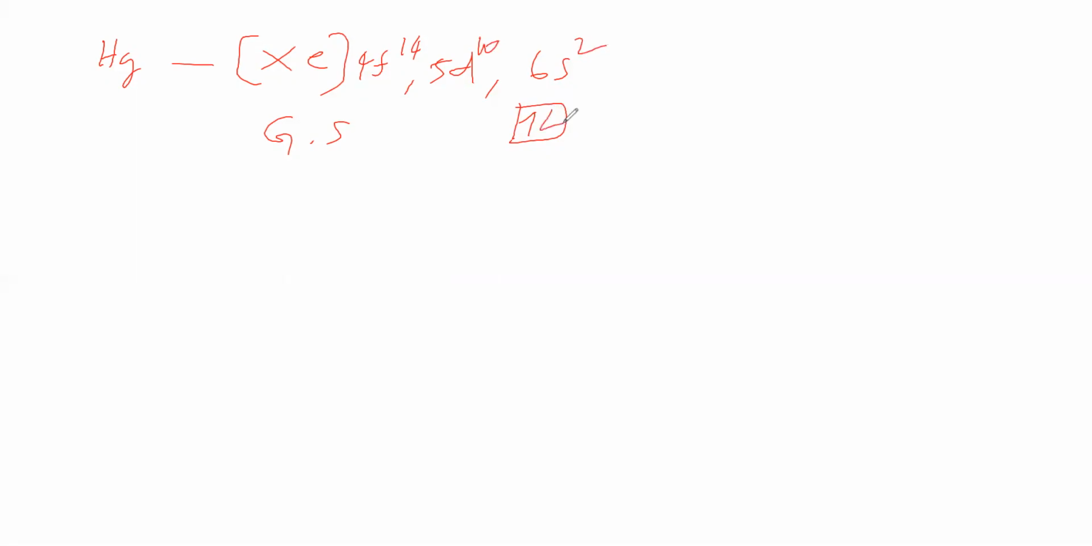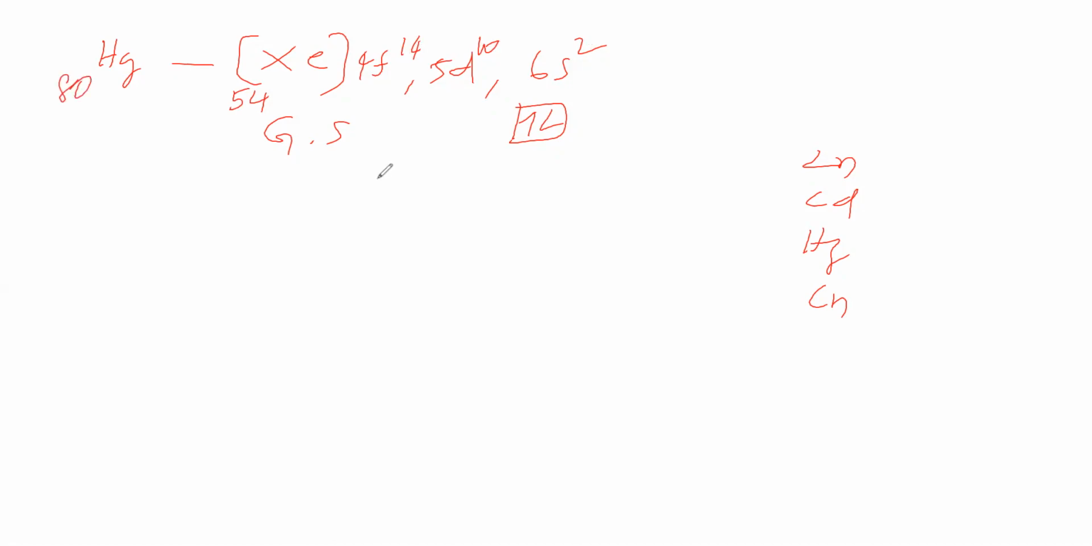It comes under which group? Zinc, cadmium, mercury, copernicium. So mercury has xenon 4f14, 5d10, 6s2. Xenon is 54. 54 plus 14 is 68, plus 10 is 78, plus 2 is 80. So 80 is the atomic number for mercury.